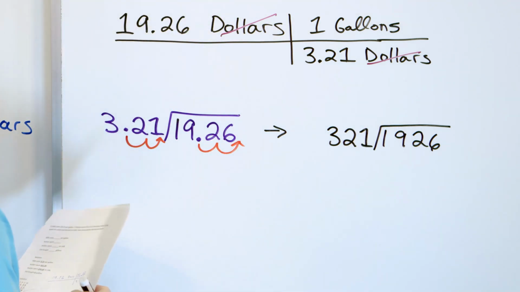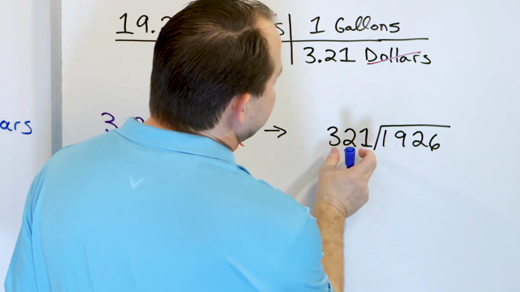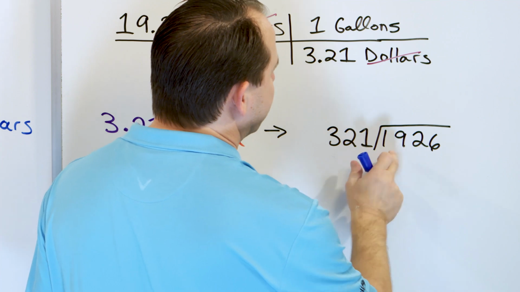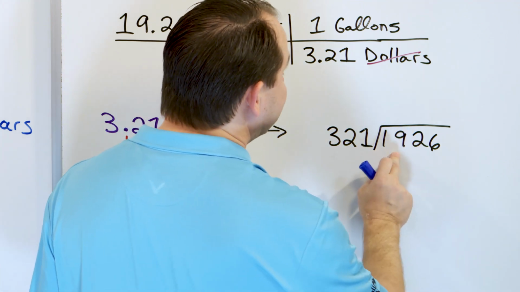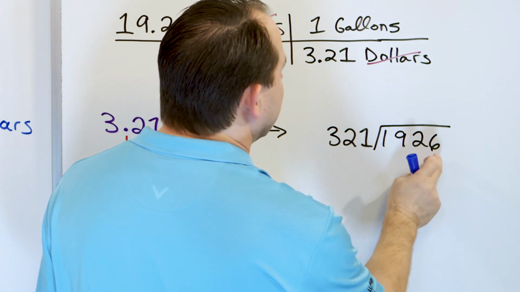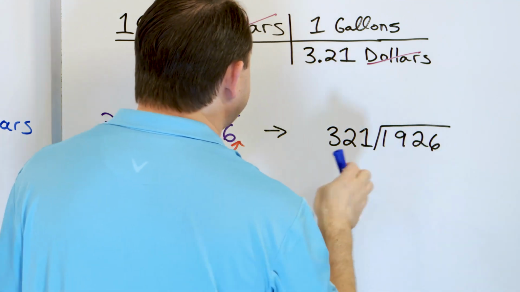Right, 321. So it looks like a big nasty problem, but really think about it. You can't divide into 1, it's too small. You can't divide into 19, that's too small. You cannot divide into 192, that's also too small. How many times can you divide into 1,926? So 321 times something is as close as I can get to this.